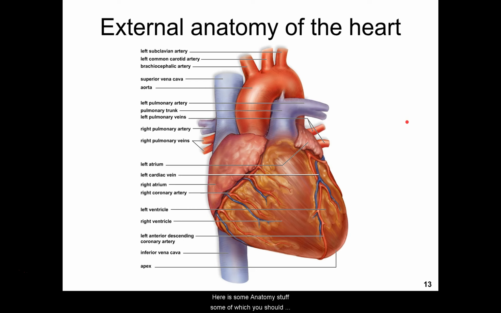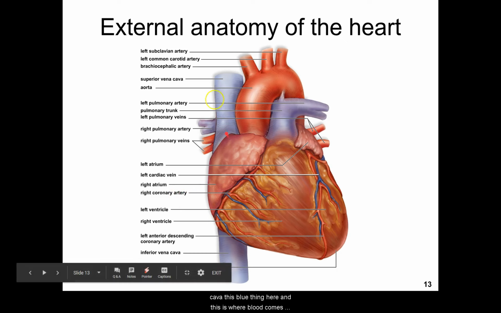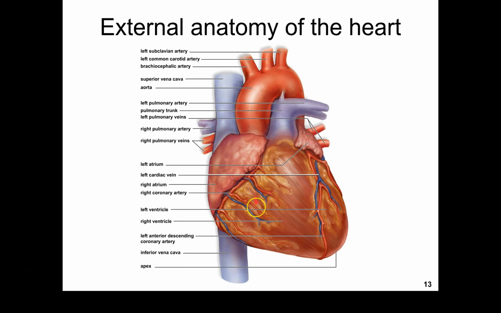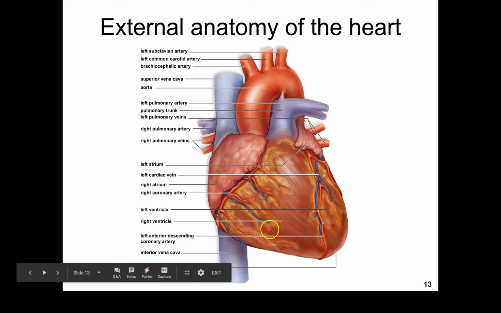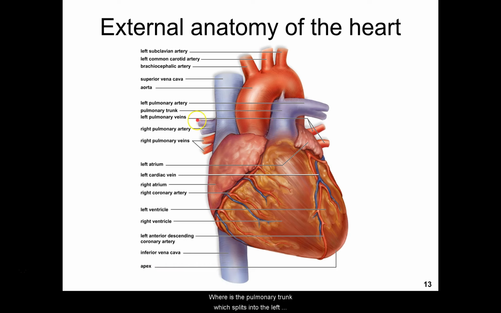So here is some anatomy stuff, some of which you should already know, but that's all right, we're going to do it again. So here's the right atrium connected up to the vena cava, this blue thing here, and this is where blood comes into the heart. And the right ventricle is here. Here's the pulmonary trunk, which splits into the left pulmonary artery and the right pulmonary artery, which then goes out to the lungs. And the lungs send the blood back.